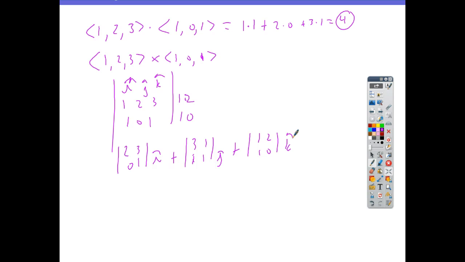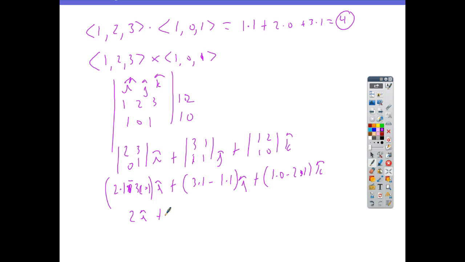I just do this lump with the i, this lump with the j, this lump with the k. And then I go Zorro, the last one: 2 times 1 plus 3 times 0, i hat, plus 3 times 1, minus, there should be a minus on this. It didn't matter because it was 0, but I really should have a minus there. Plus 1 times 0 minus 2 times 1, k hat. This minus this. And then this becomes 2 i hat plus 2 j hat minus 2 k hat.